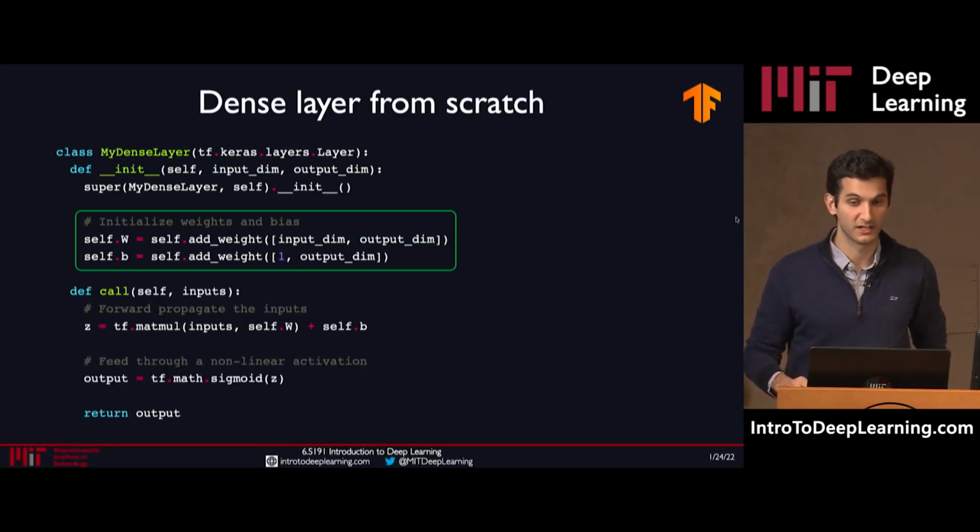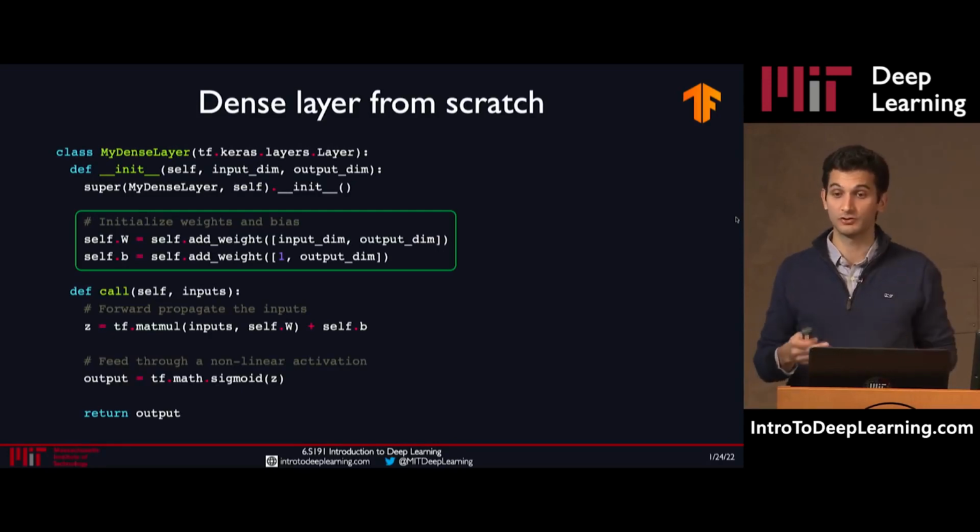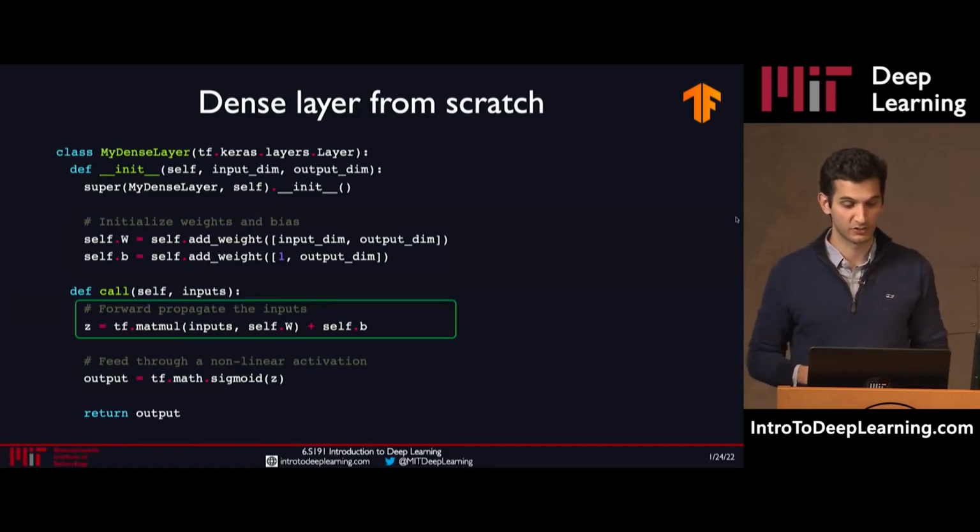The next step is to define what is the forward pass, right? And remember, we talked about the operations that define this forward pass of a perceptron and of a dense layer. Now, it's composed of the steps that we talked about.